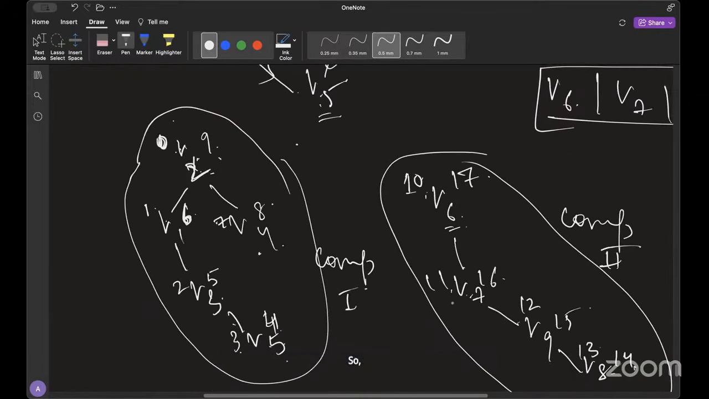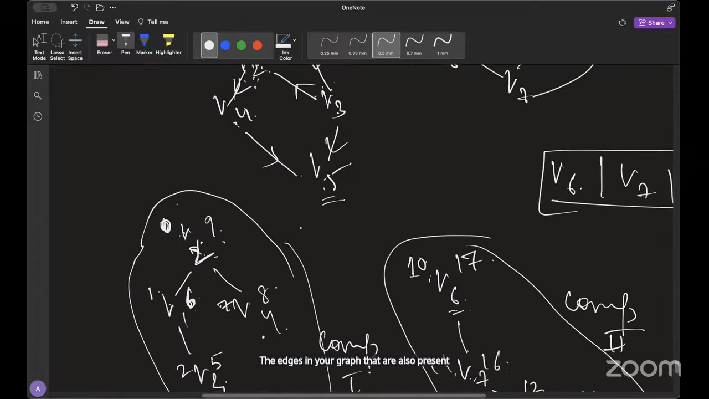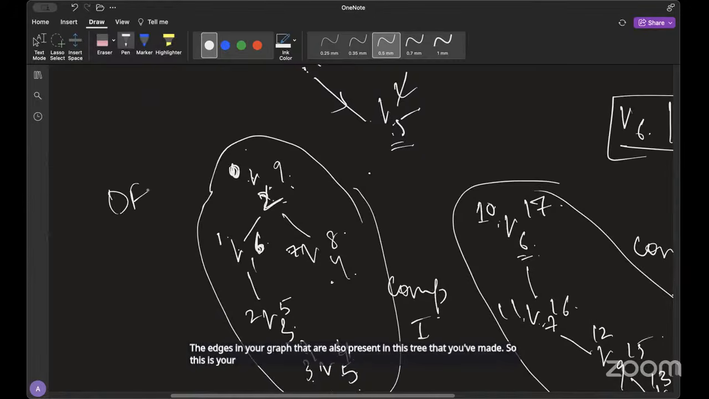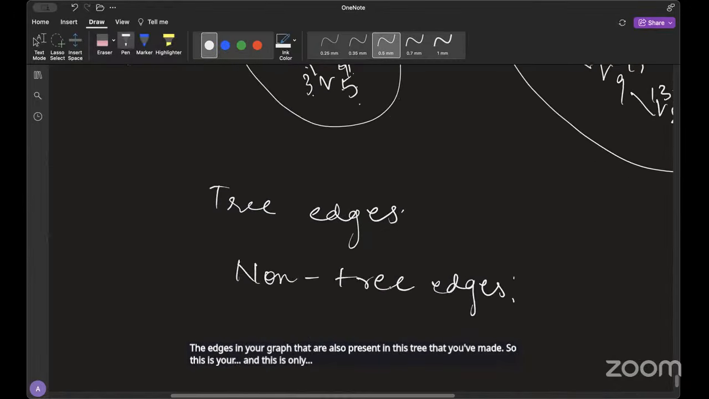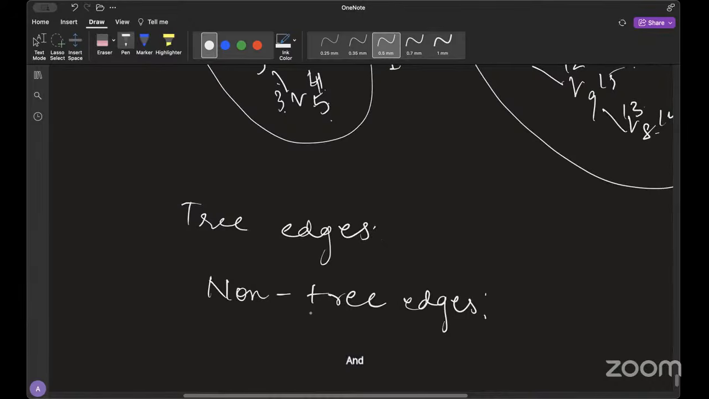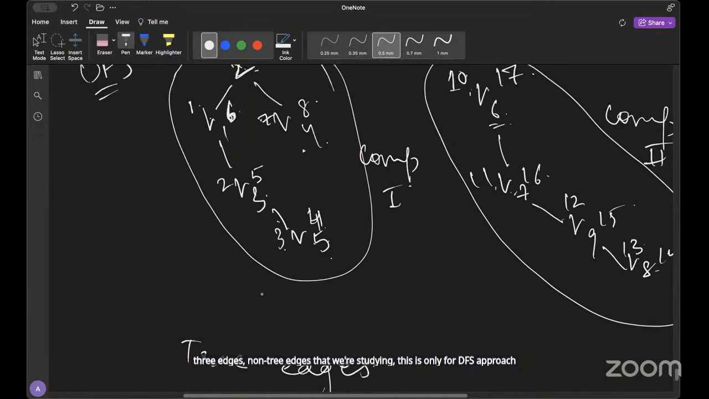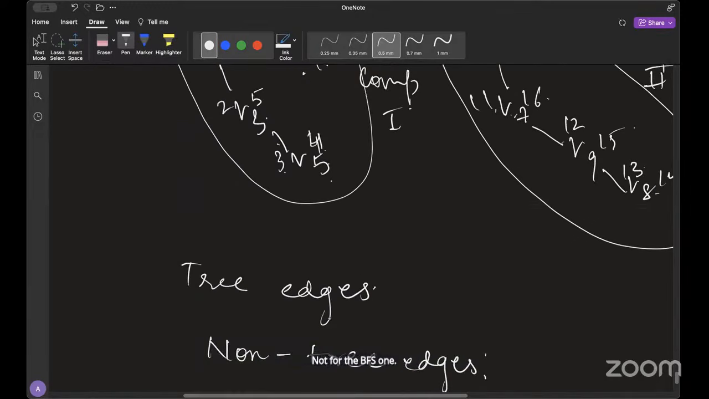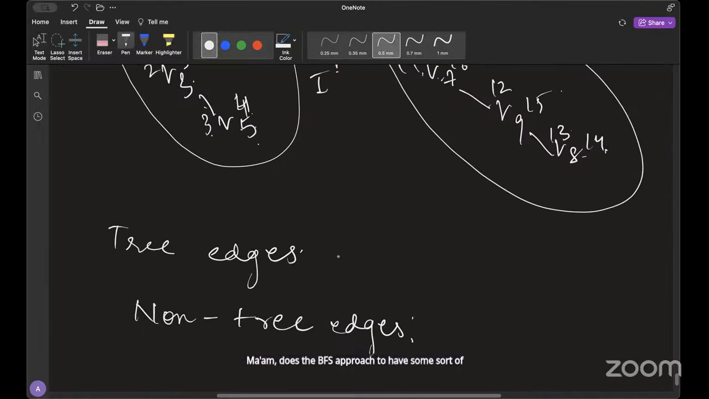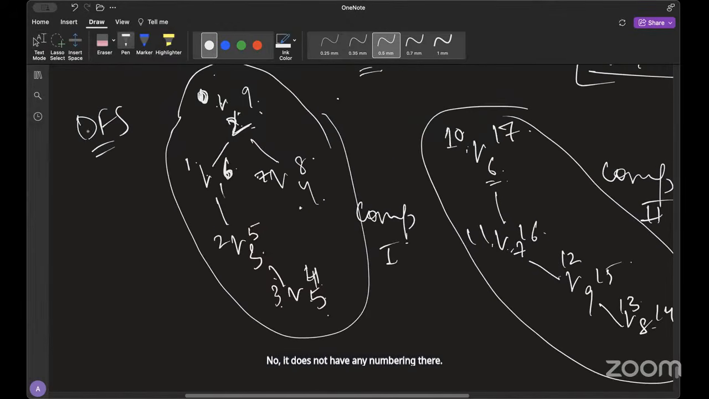So the edges in this tree, the edges in your graph that are also present in this tree that you've made. Everything that we're discussing here is only for DFS. This counter and pre-number, post number, and tree edges, non-tree edges that we're studying, this is only for the DFS approach, not for BFS. Ma'am, does the BFS approach have some sort of numbering like this? No, it does not have any numbering there. Only in DFS.